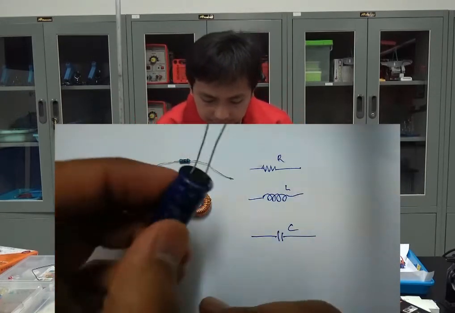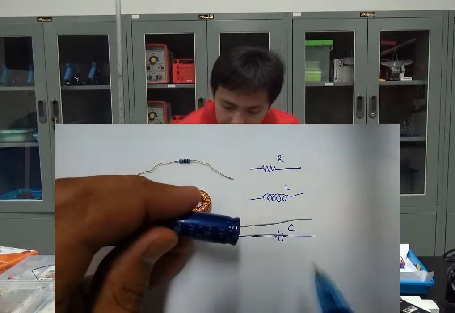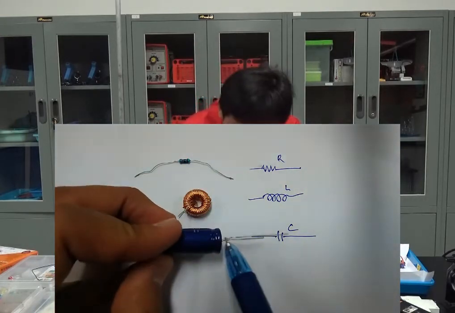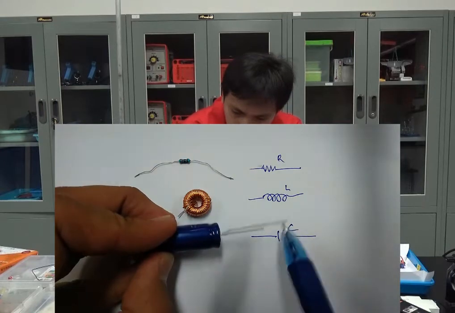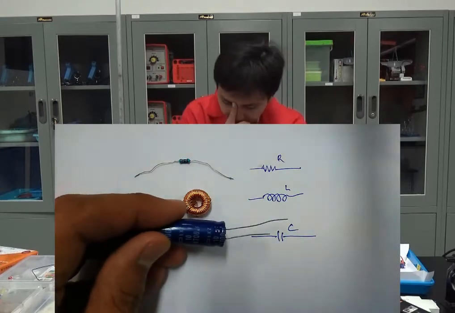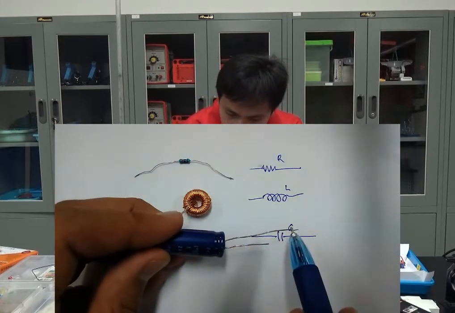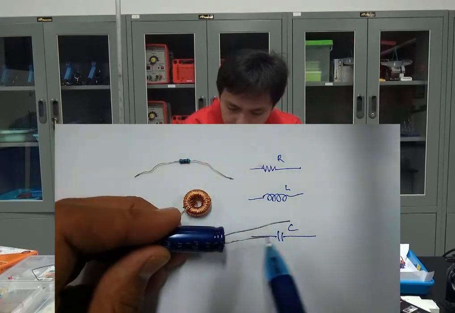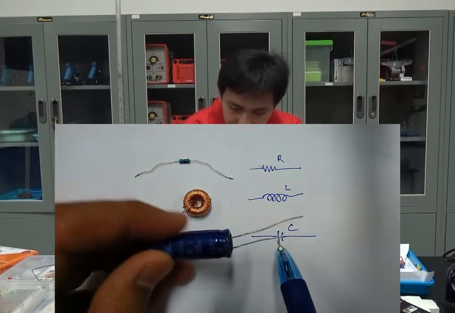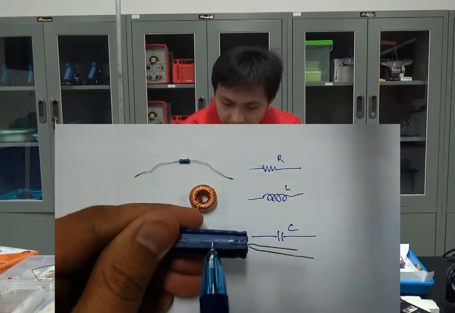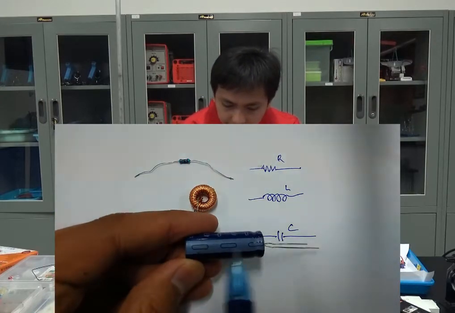Okay, there is an interesting feature inside the capacitor. It has different tail lengths. Look at the tail here, it is longer, while this one is shorter. Don't forget the longer tail should be connected to positive, and this one to the negative side. You can see the color here shows negative, negative, negative.